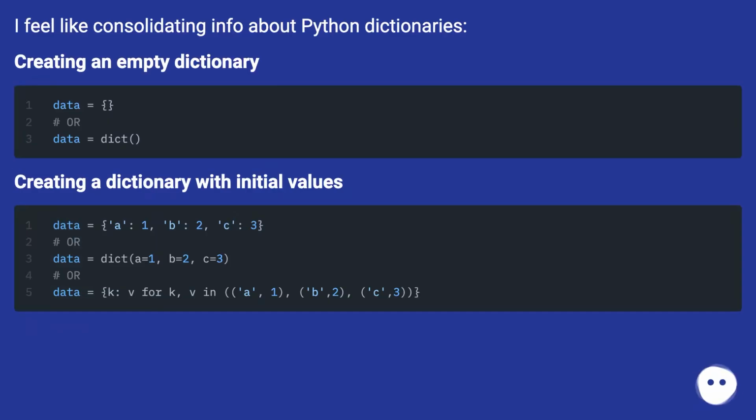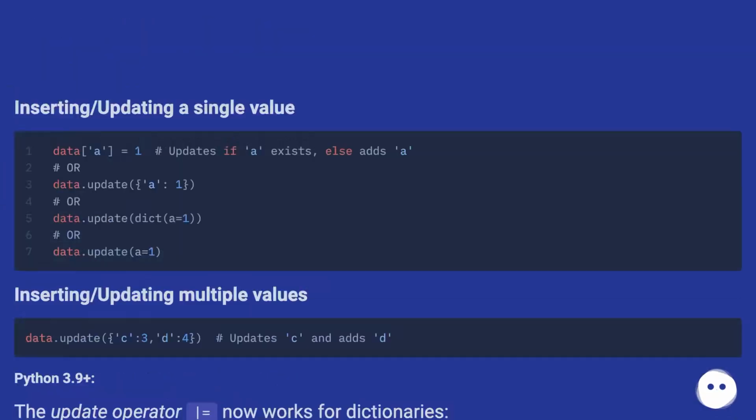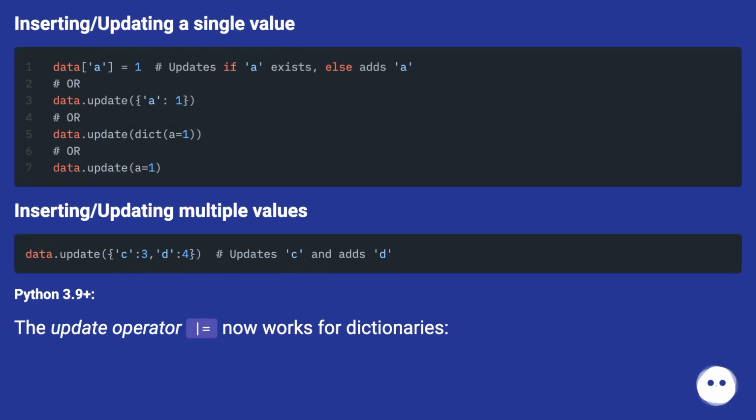I feel like consolidating info about Python dictionaries. Creating an empty dictionary. Creating a dictionary with initial values. Inserting/updating a single value. Inserting/updating multiple values.